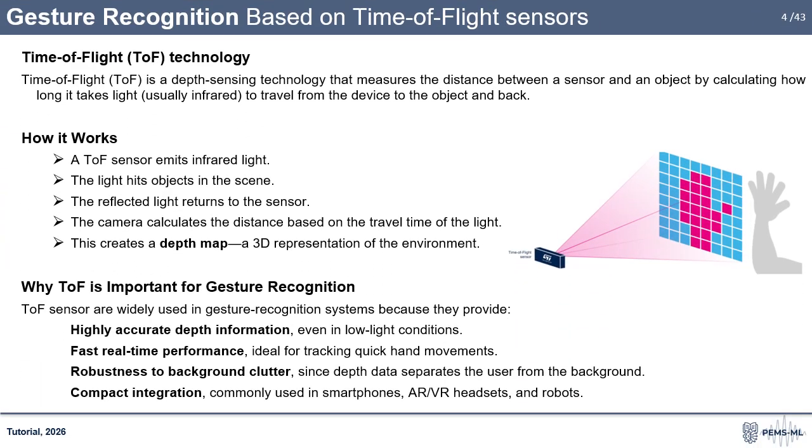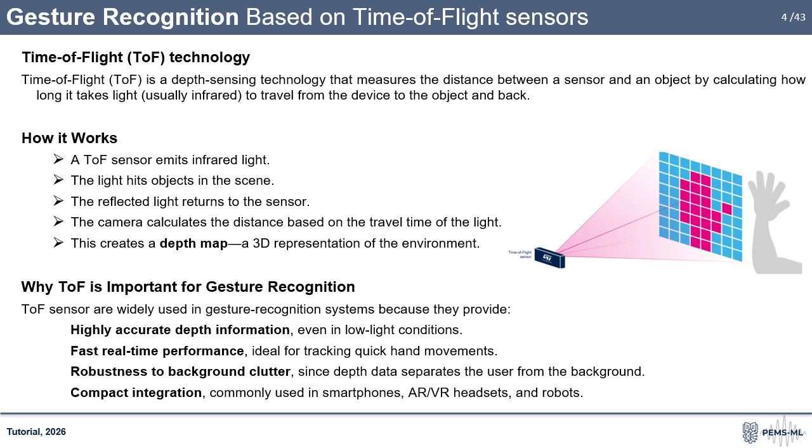A time-of-flight sensor measures distance by emitting infrared light and measuring the time it takes for that light to travel to an object and return to the sensor. Since the speed of light is constant, the distance can be calculated very precisely using a simple formula: the speed of light multiplied by the measured time, divided by 2. This measurement is repeated thousands of times per second.